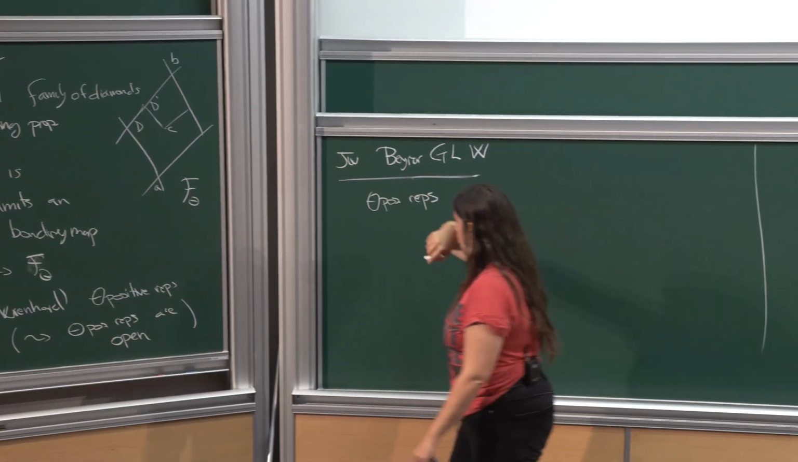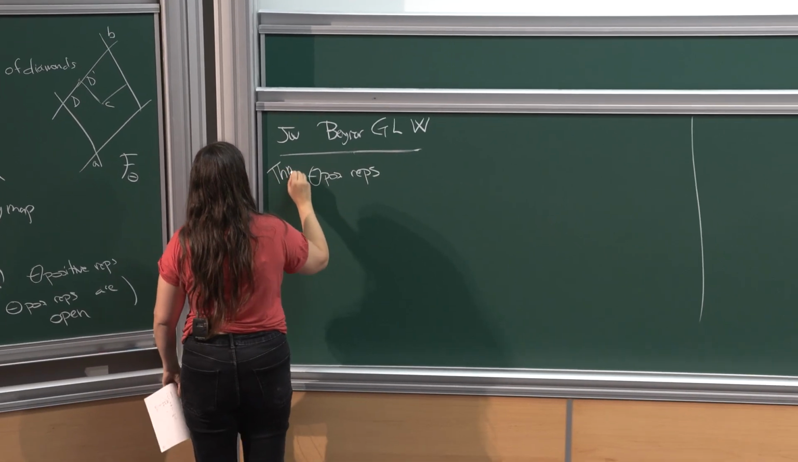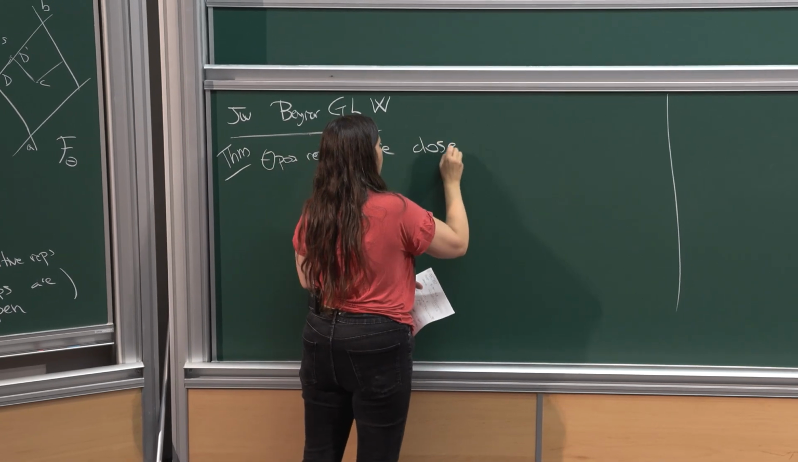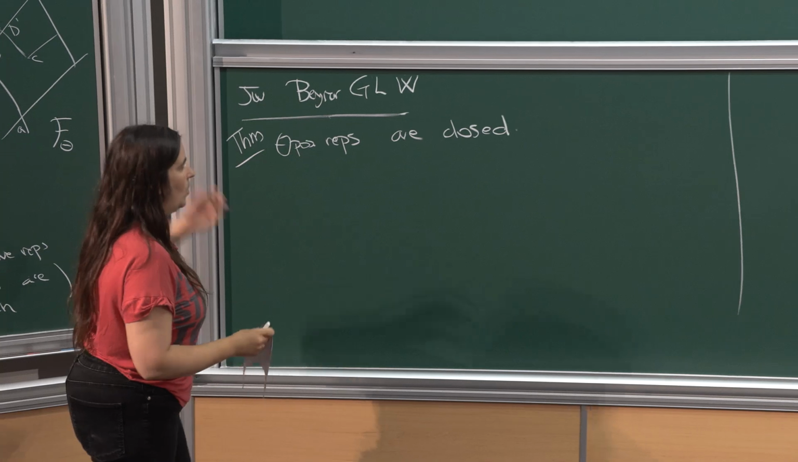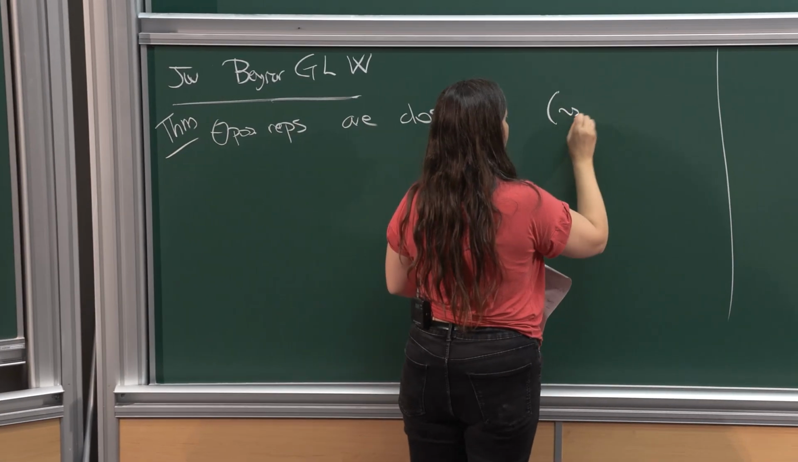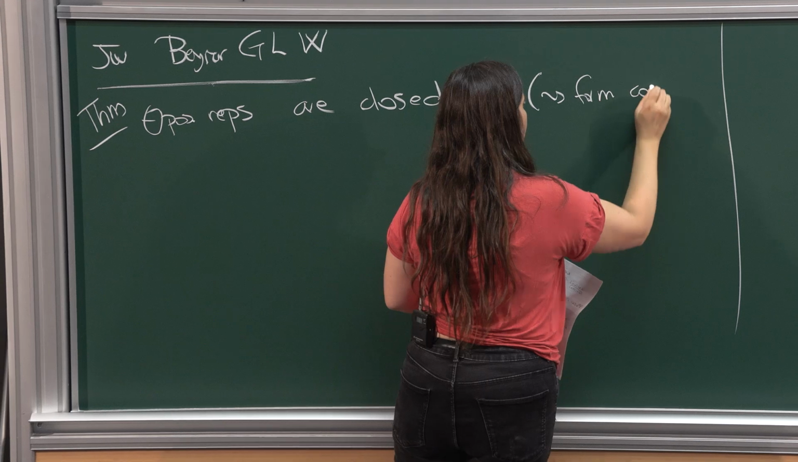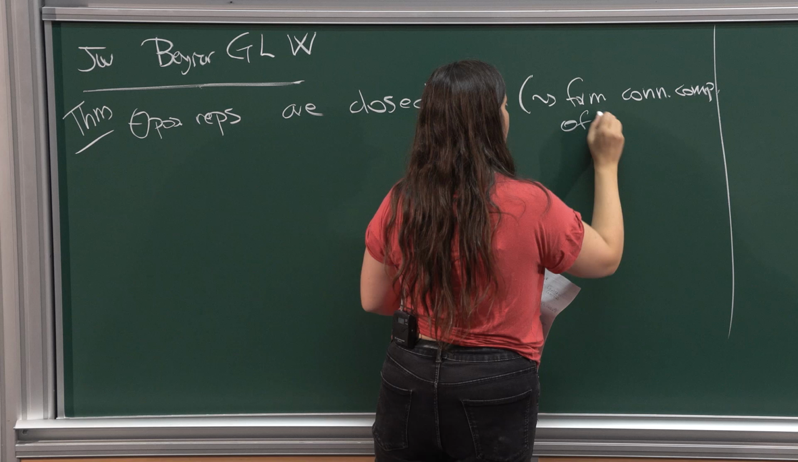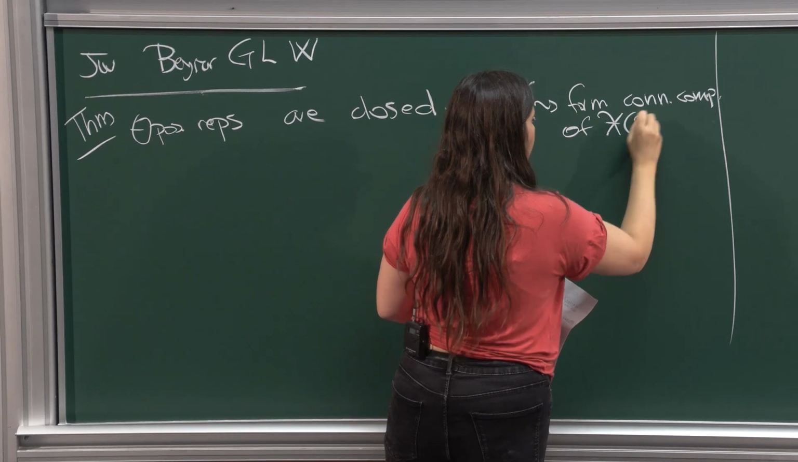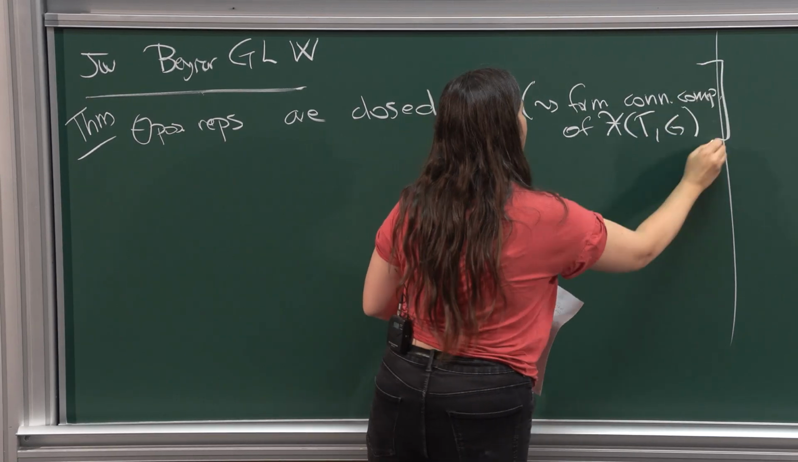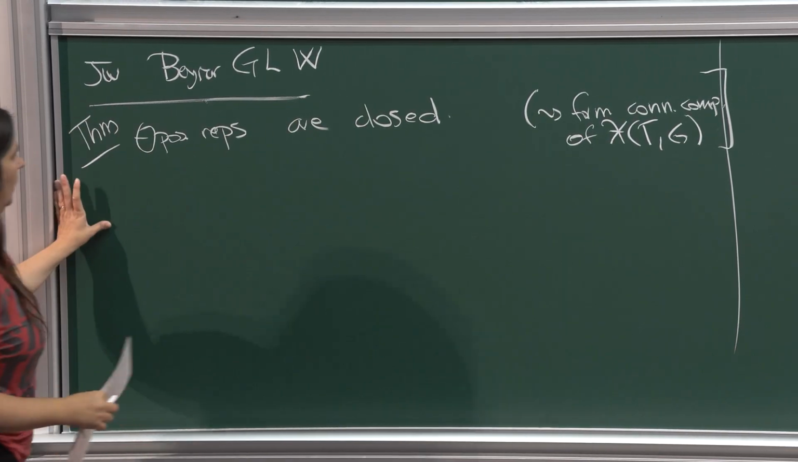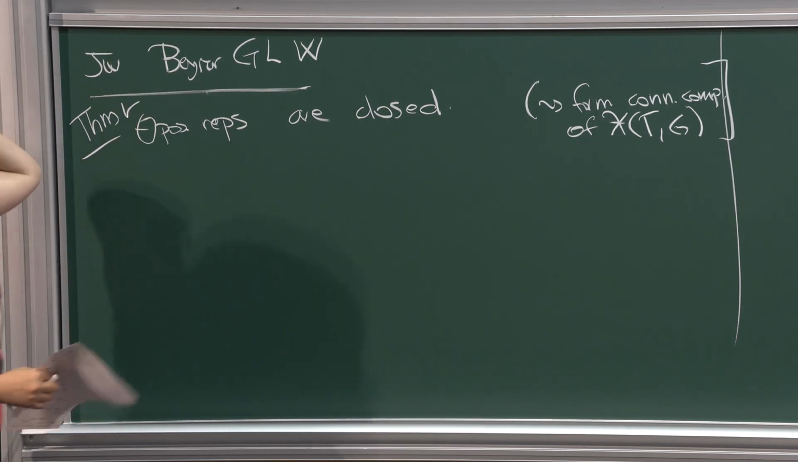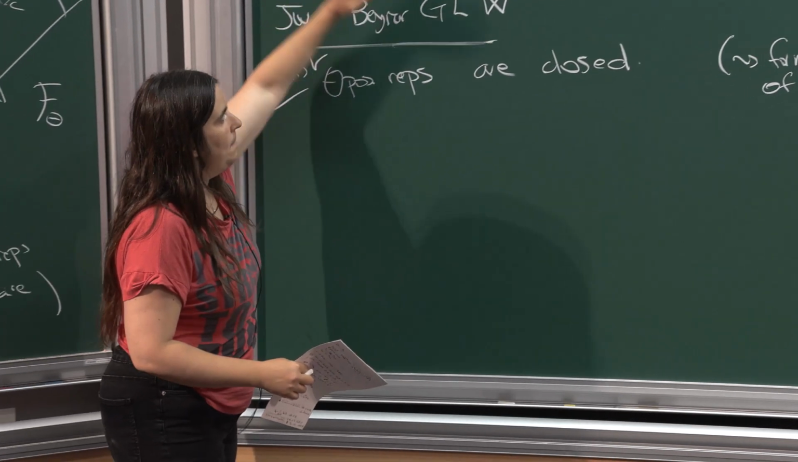So the goal is to prove a theorem saying that theta positive representations are closed, and thus they form connected components of character varieties. This is the theorem joint with Jonas Beyrer and Olivier François and Anna.